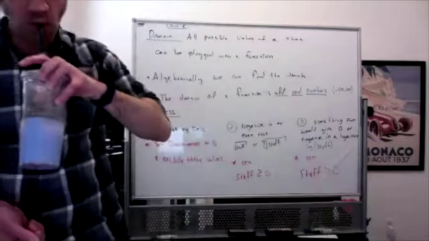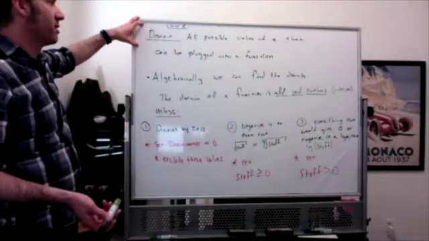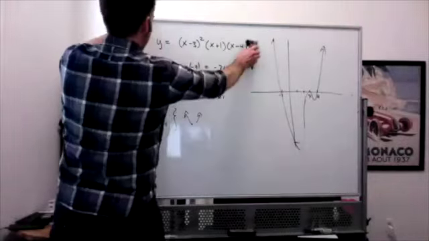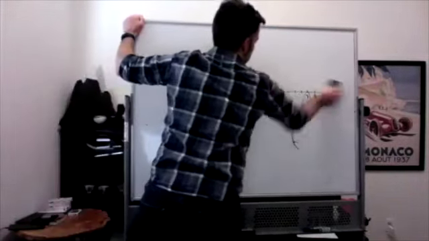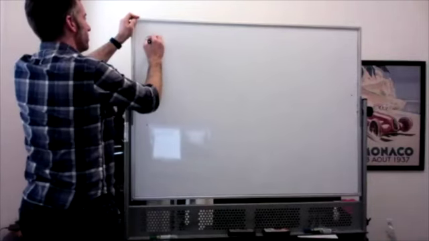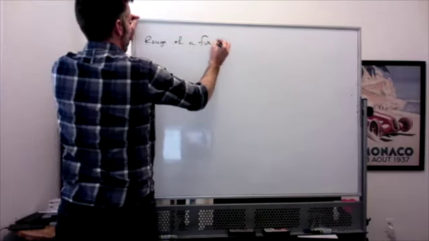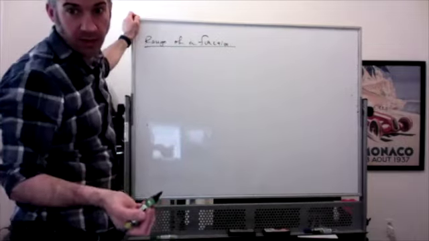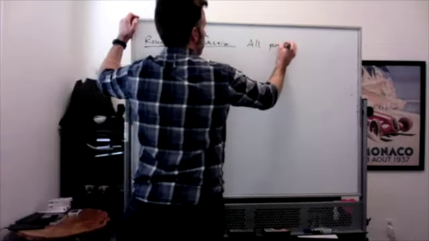For now, I'll just say the domain is all possible values of x that can be plugged into a function. The range is all possible y values that we can get at. So the range of a function is all possible y values that result from the domain.